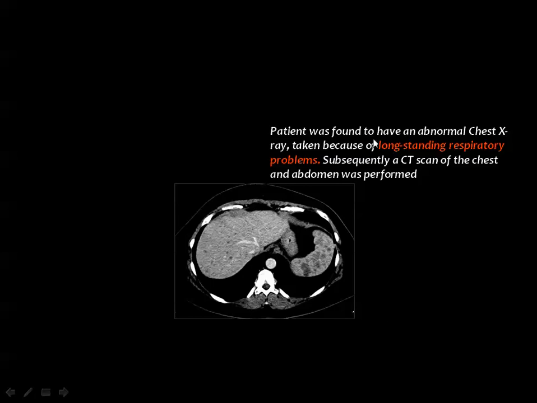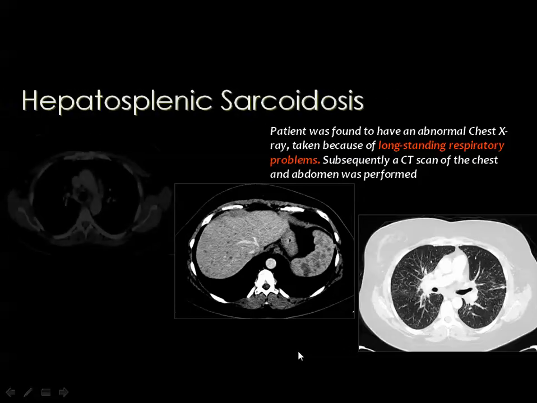Then in this particular patient who had an abnormal chest X-ray taken because of long-standing respiratory problems, subsequently CT scans of the chest and abdomen were performed. This is a slice from the scans of the abdomen showing small lesions scattered in the liver and other lesions in the spleen, and these lesions by CT do not look cystic.